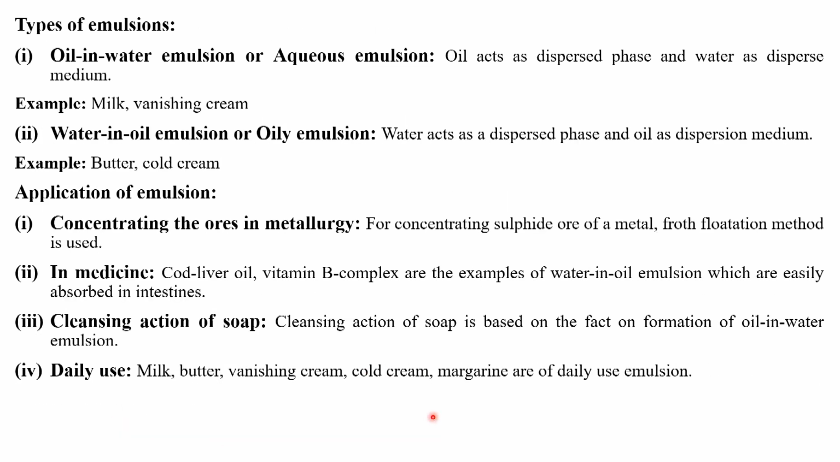What are the types of emulsions? Oil in water emulsion or aqueous emulsion: oil acts as the dispersed phase and water as the dispersion medium. Examples are milk and vanishing cream. Water in oil emulsion or oily emulsion: water acts as the dispersed phase and oil as the dispersion medium. Examples are butter and cold cream. What are the applications of emulsion?